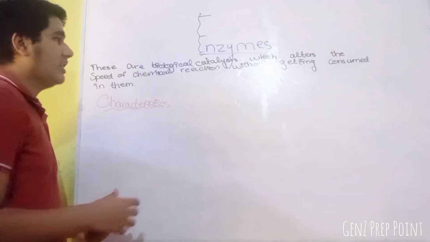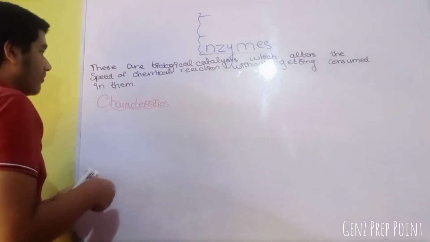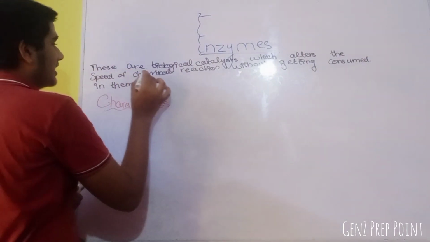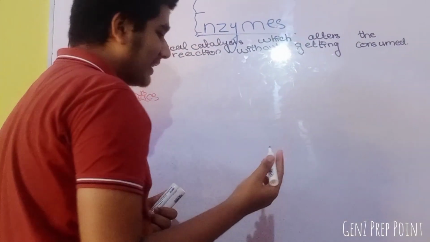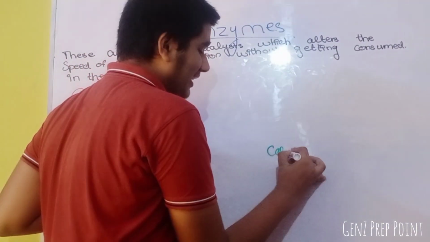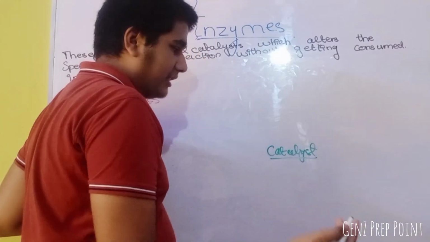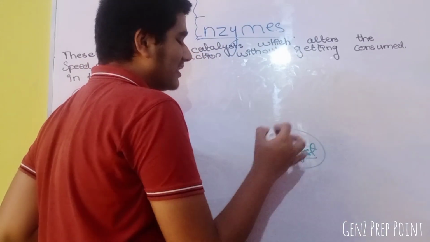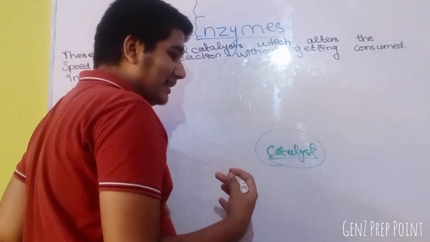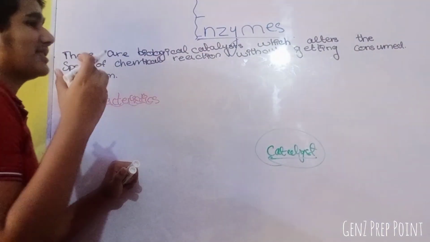Today we will be talking about the characteristics and the definition of the topic enzymes. So first, these are biological catalysts. What I mean by biological catalysts is that there are catalysts used in factories to speed up reactions. So what is the difference between a biological catalyst and a factory catalyst? The difference is that these are highly specific.